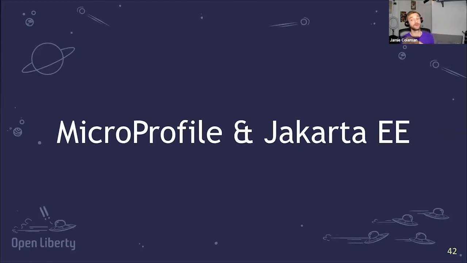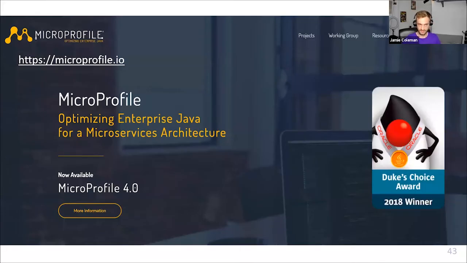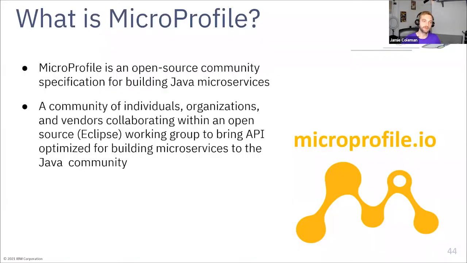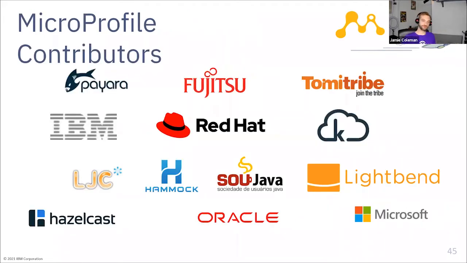MicroProfile and Jakarta EE. I'm going to just quickly introduce MicroProfile and Jakarta EE because we are using a MicroProfile and Jakarta EE application today. Very, very simple application. But I presume a lot of people have heard of it already. So MicroProfile, what is it? MicroProfile is an open source community specification for building Java microservices. Because at the time, there wasn't really an open source specification for enterprise Java that was geared towards creating microservices. And essentially a community of individuals, organizations and vendors all collaborate together to bring MicroProfile to life. So these are some of the contributors to MicroProfile. Without them, MicroProfile wouldn't be where it is today.